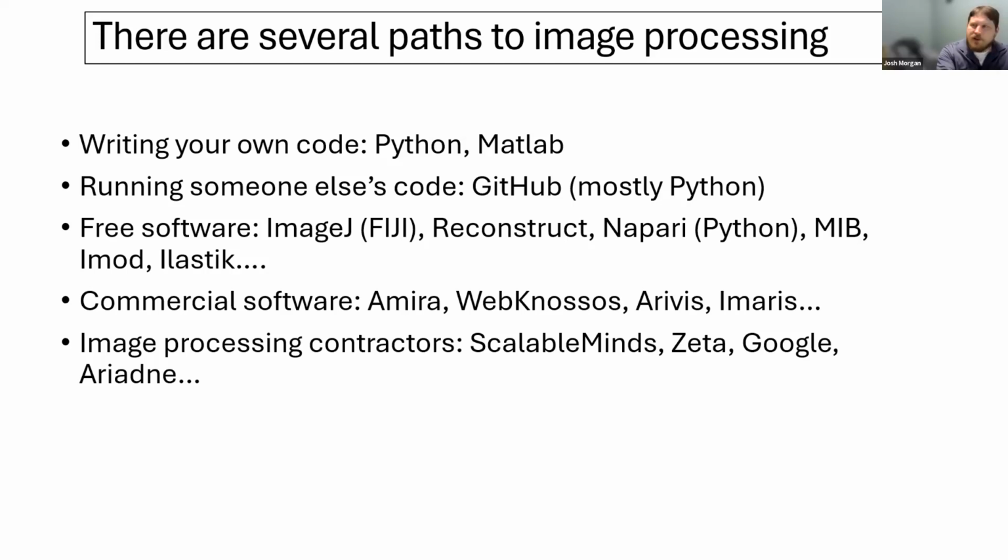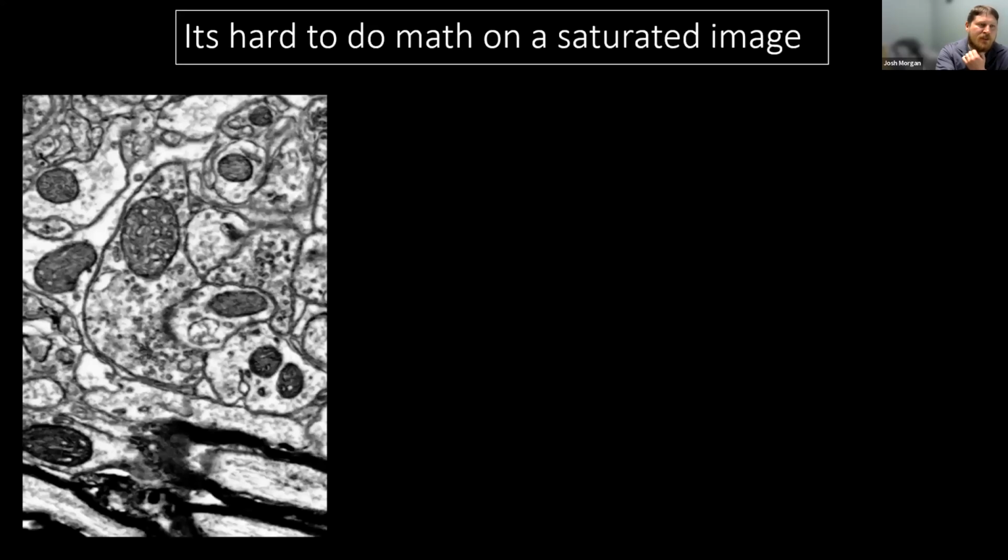We have to do some trade-offs there, but one of the things we can do for free is just not to saturate our images. So, this is a nice contrasty image for displaying on a PowerPoint presentation, but I would not want to acquire an image like this on the electron microscope as it goes into the pipeline.